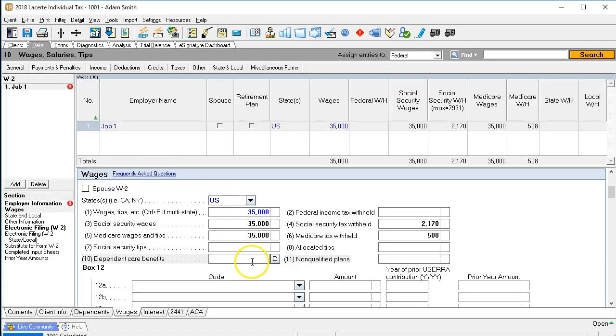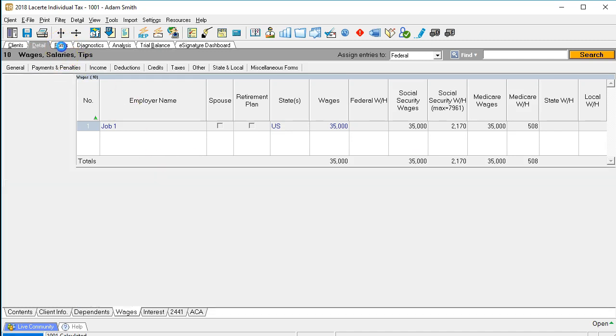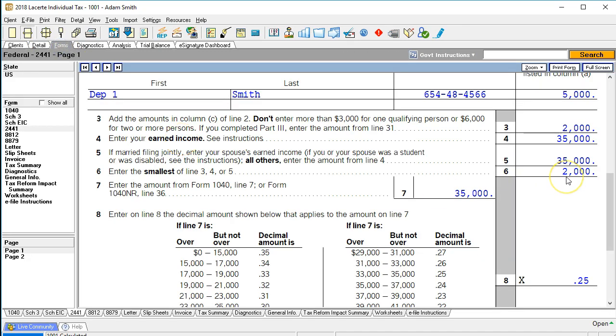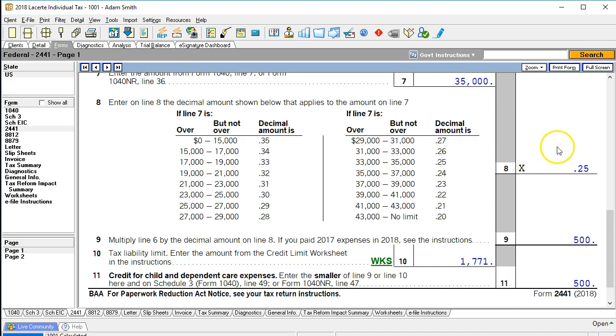Going back over here, we're saying, all right, well, what if 1,000 was dependent care benefits? Then for purposes of this credit, it's going to make that limitation go back down to the 2,000 according to our software. Back to the text.